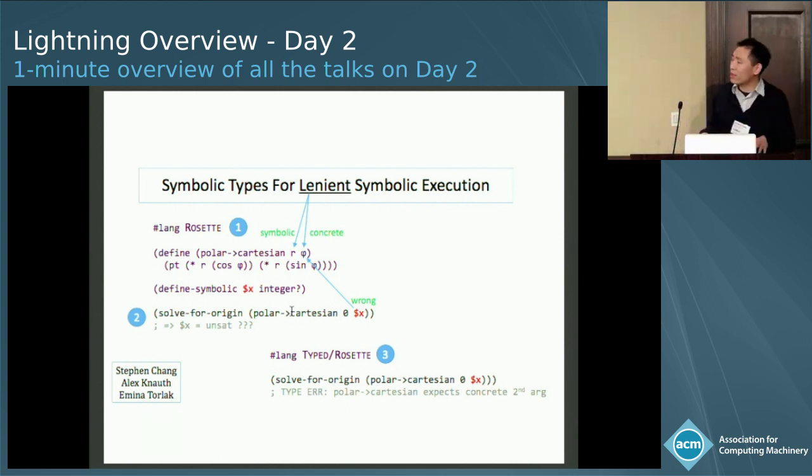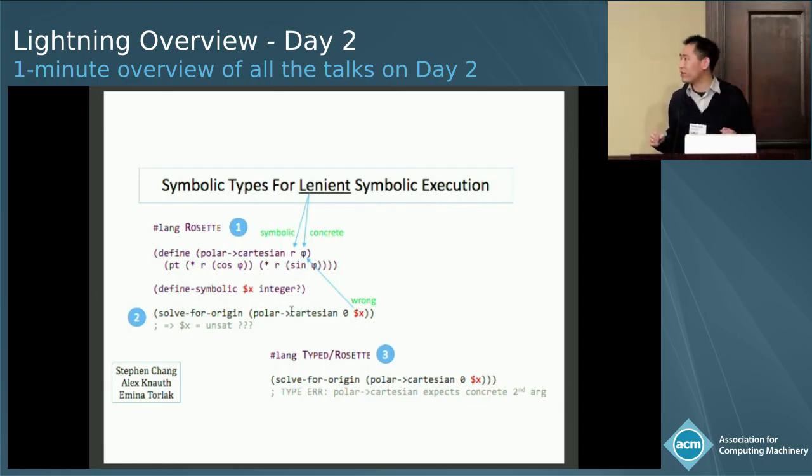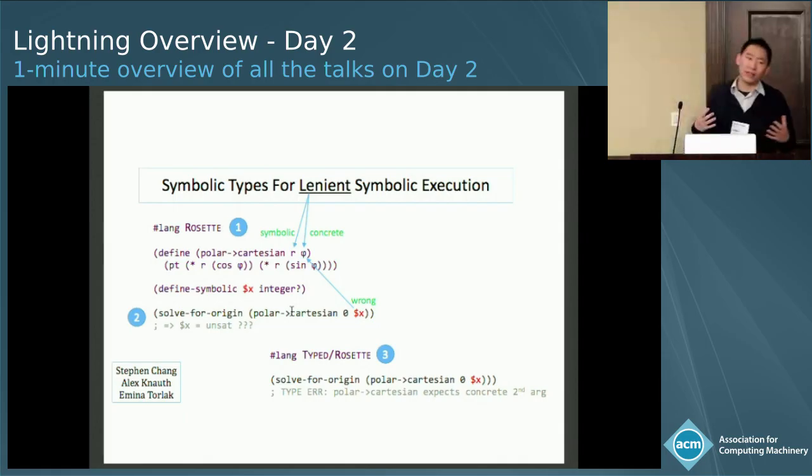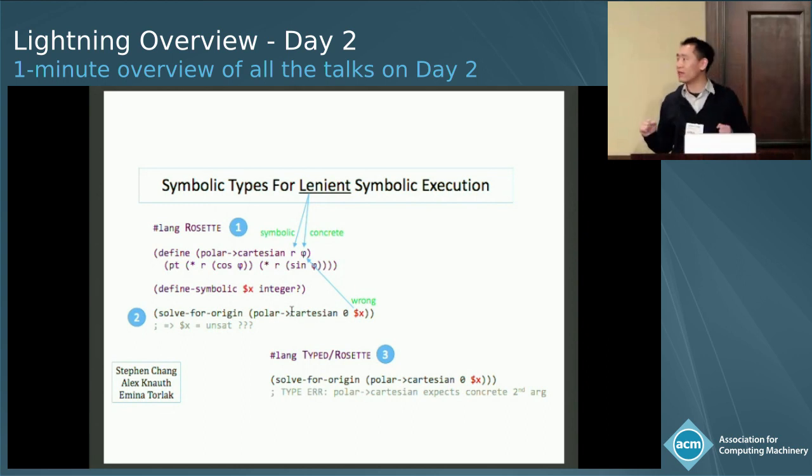If you can read it, it's a function that converts polar coordinates to rectangular coordinates. The first argument is symbolic, but the second argument we require to be concrete, to avoid symbolically executing sine and cosine, which is hard. Number two, one potential problem with mixing concrete and symbolic code in this way is that it can be hard to debug. Here, in the example, I'm asking the solver to find the point at the origin, but I've accidentally switched the order of the concrete and symbolic arguments, and so the solver has returned unsat.